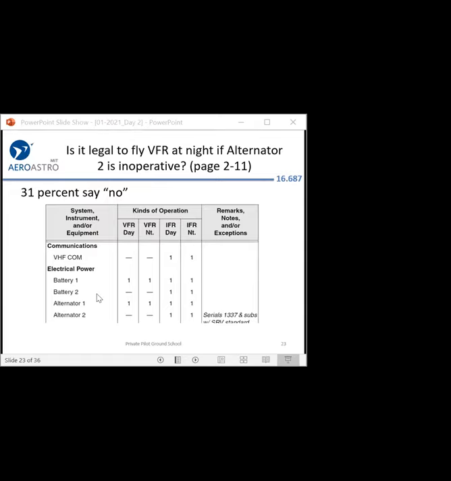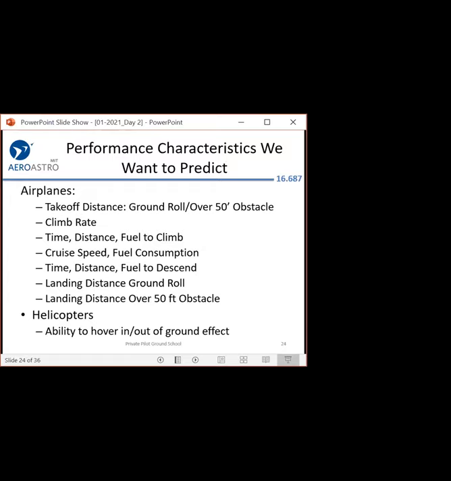Yeah, I mean, one area where this could be really useful is, let's say your alternator two fails and you're at an airport where it can't be fixed. Do you need to get a ferry permit from the FAA or from an FAA mechanic saying, yes, it's legal to fly this aircraft on one flight to another airport where it can be repaired? Or in this case, you could just refer to the kinds of operation lists and say, okay, I can take this airplane to where alternator two can be fixed, just as long as it's in visual weather conditions.